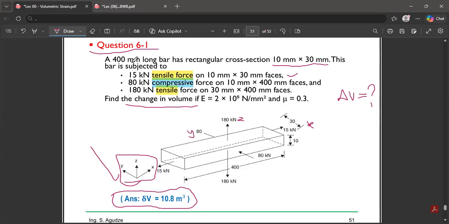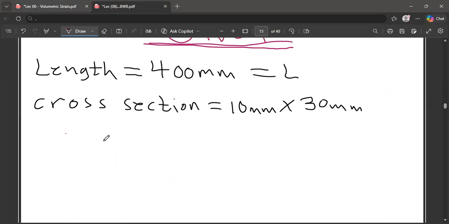So they say a 400 long bar has rectangular cross section 10 millimeter by 30 millimeter. This bar is subjected to 15 kilonewton tensile force at this face, that is the 10 millimeter by 30 millimeter face. So I told you this is going to be positive, this is going to be negative, and this is going to be positive. As simple as that. So let's quickly put that down in our given and see how best we can proceed.